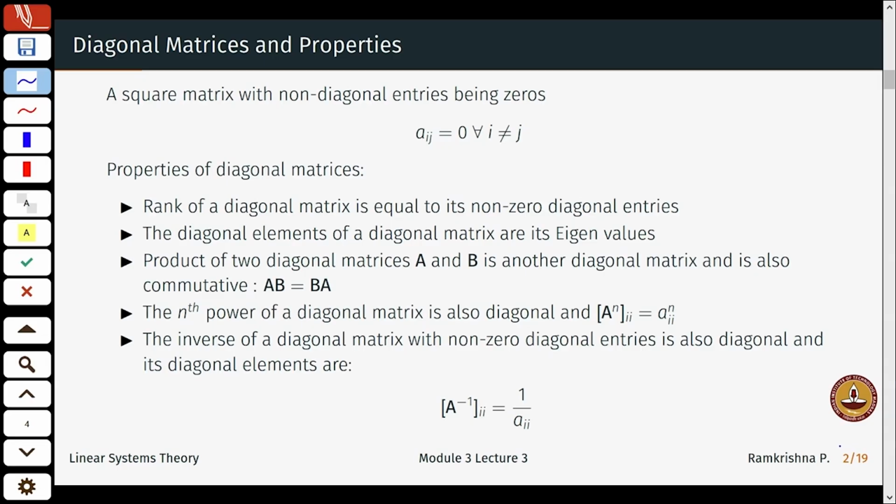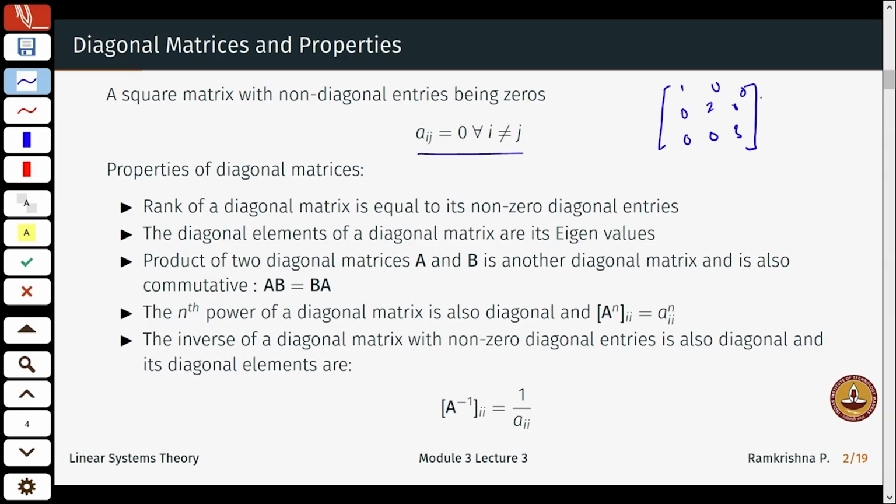Let us first begin with what is a diagonal matrix. By definition it's quite clear, and to begin with, we will deal with square matrices. So, a square matrix with non-diagonal entries being 0. So, what are the diagonal entries? If I look at, say, a 3 cross 3 matrix, maybe this would be the diagonal elements, and all the off-diagonal elements would be 0. That's the mathematical expression for this. So, there are only elements in the diagonal, and the off-diagonals are all 0.